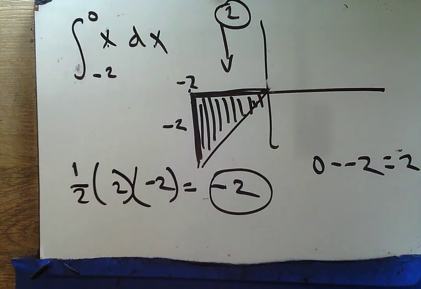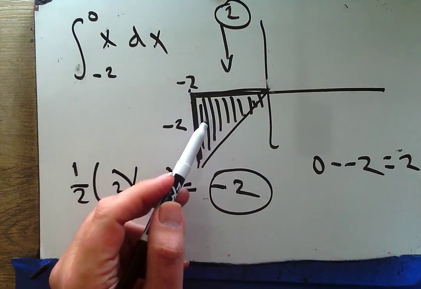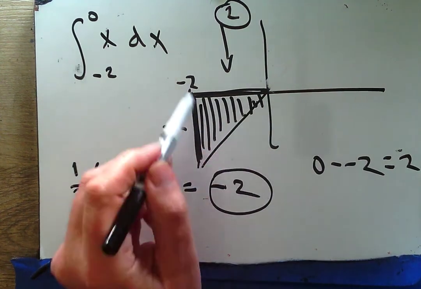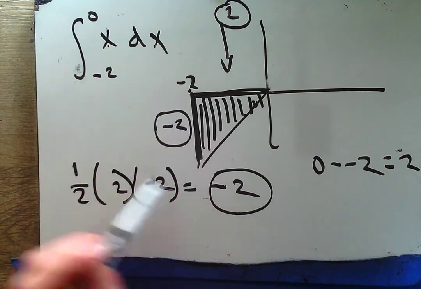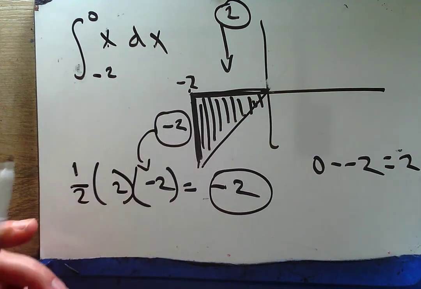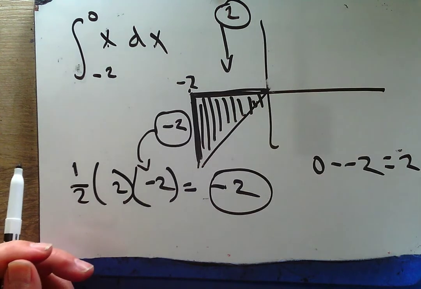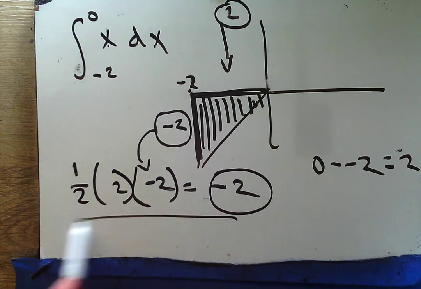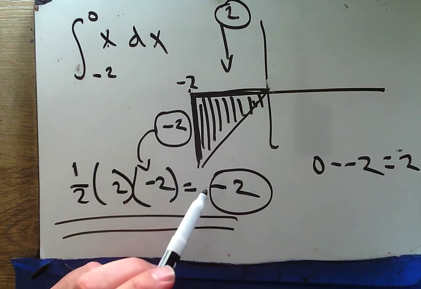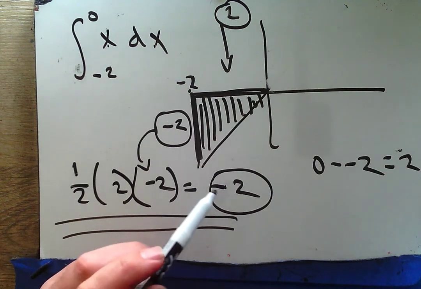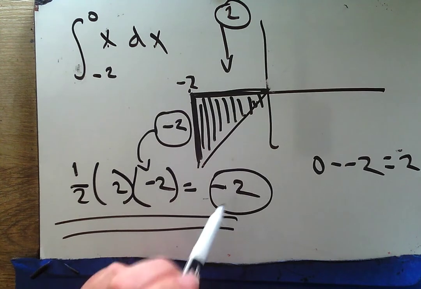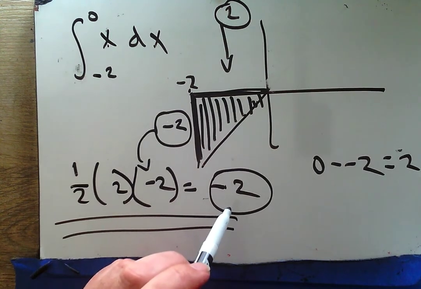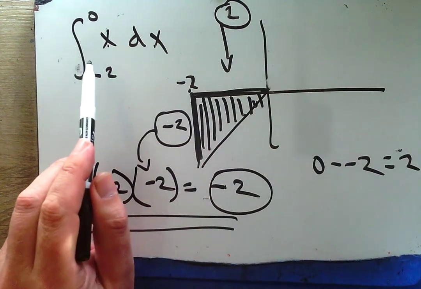I see my integral is -2. Yeah, I'm below the x-axis. I have to have, because of that negative height, a negative integral. Okay? So be careful about this. And it's going to come up again in chapter 7. Area would be +2, but the integral is -2.